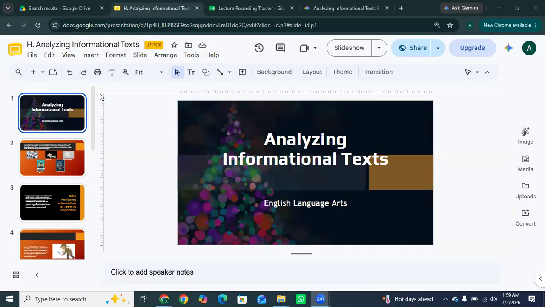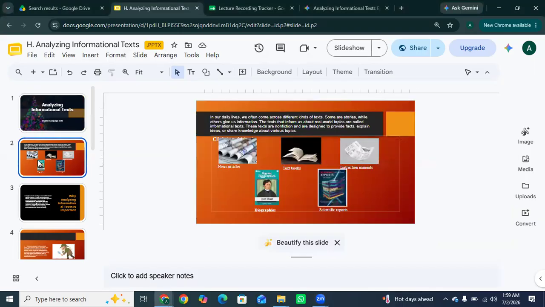Hey students, so today we are going to discuss the topic of analyzing informational text. So, what is informational text? In our daily lives, we often come across different kinds of text. Some are stories, while others give us information. The text that informs us about real world topics is called informational text. These texts are non-fictional and are designed to provide facts, explain ideas, or share knowledge about various topics.